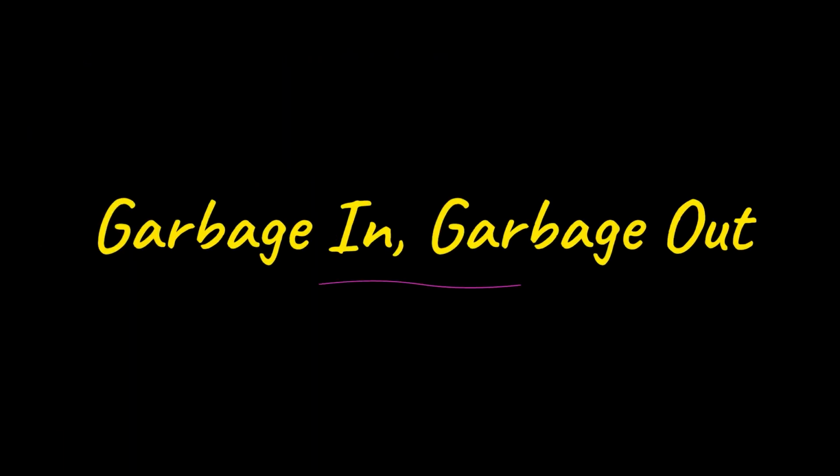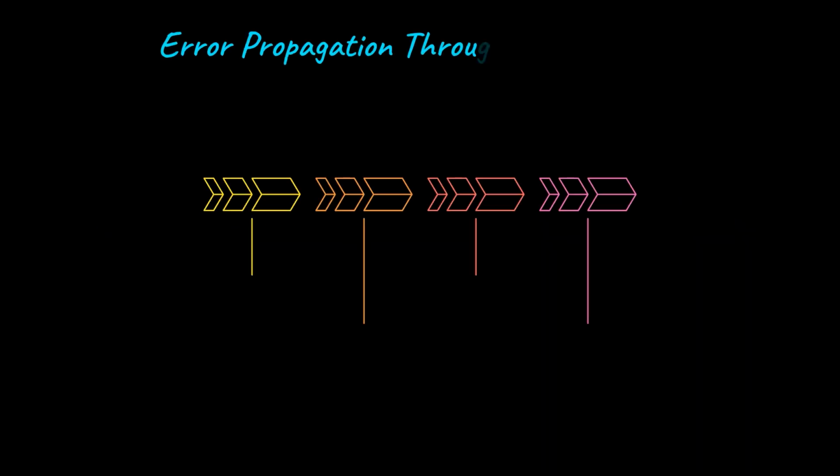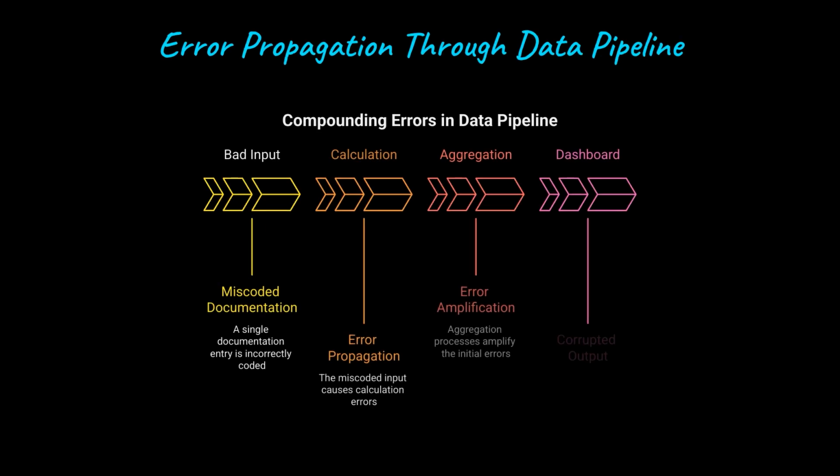GIGO is one of the oldest and most important principles in information processing. It tells us that the quality of any system's output is strictly limited by the quality of its input. No amount of clever analysis can fix problems that start at the point of data capture. Once bad data enters a pipeline, it does not stay contained. Errors propagate through every calculation, filter, and summary stage that follows.